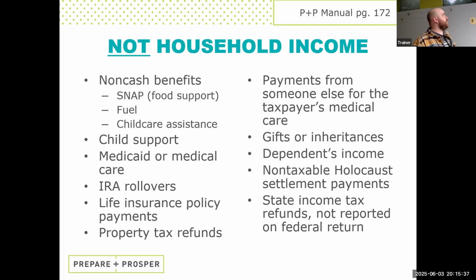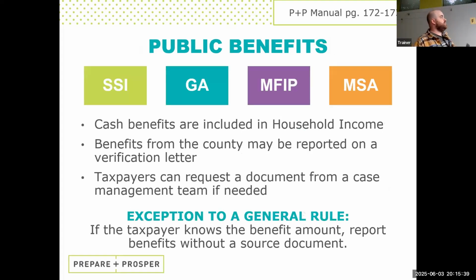The bigger thing to think about are what are types of non-taxable household income that we need to add back in. This is where SSI is the big one. There's programs called General Assistance and MFIP as well that people can get, and these are where they get cash benefits.